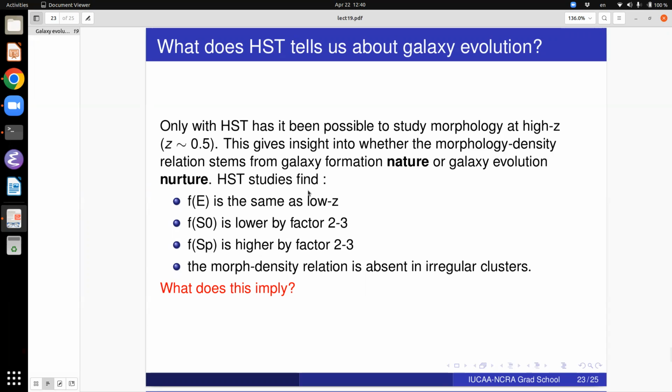So HST studies find that the fraction of ellipticals is the same as at low z. The fraction of S0s is lower by a factor of 3, and the fraction of spirals is higher by a factor of 3 at higher redshift. And the morphology-density relation is absent in irregular clusters. These irregular clusters are clusters which are still merging or still forming. So what does this imply? Bullet points 2 and 3.